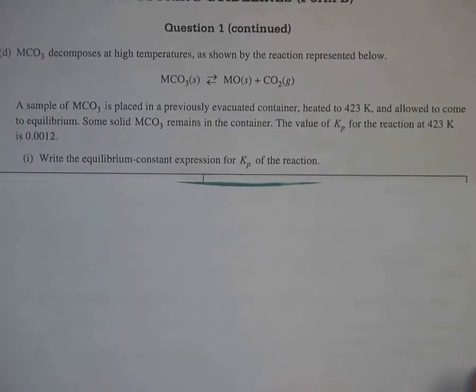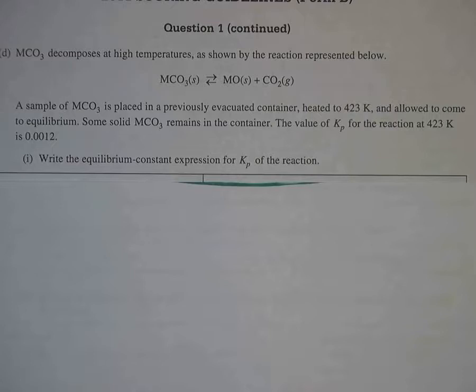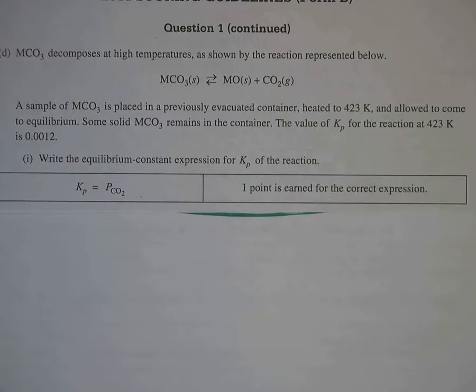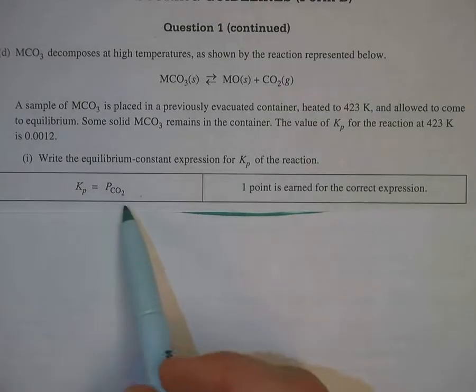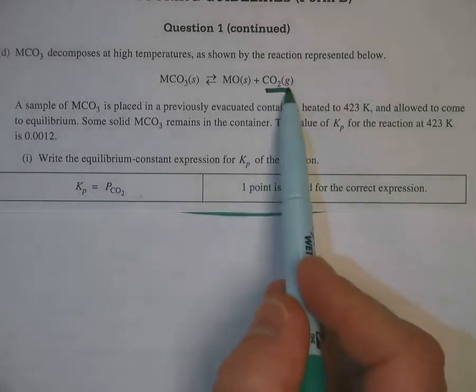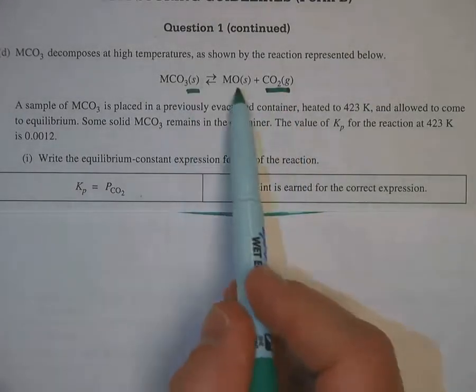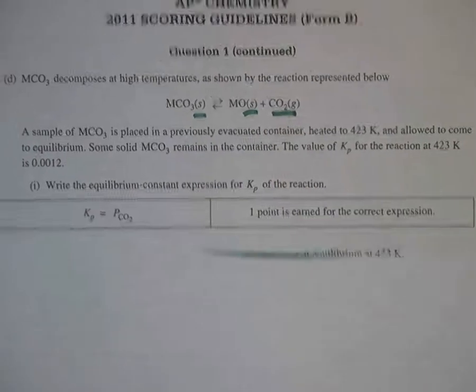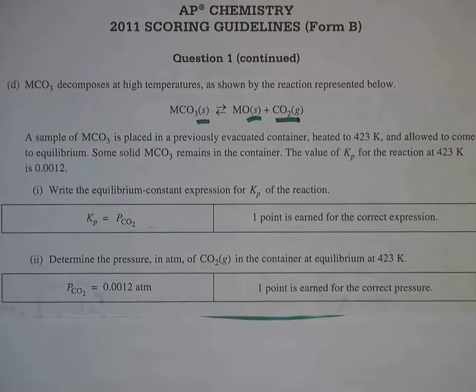This stuff decomposes at a high temperature. Some solid MCO3 remains in the container. The value of Kp is, right, the equilibrium constant expression. Notice for this one now, there's a gas in there and 2 solids. Don't put the solids in the Kp expression. Determine the pressure in atmospheres.